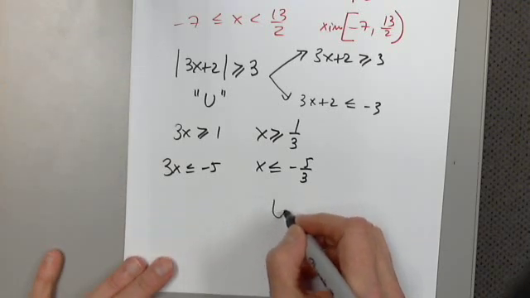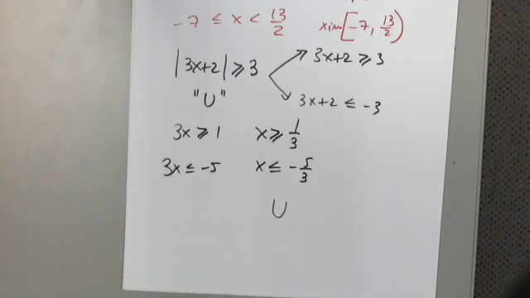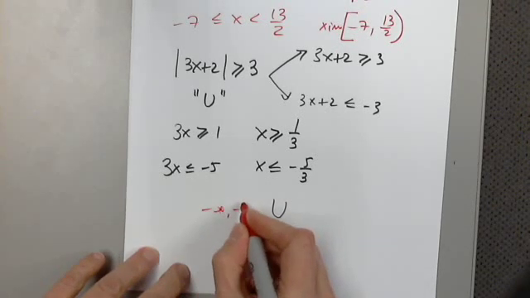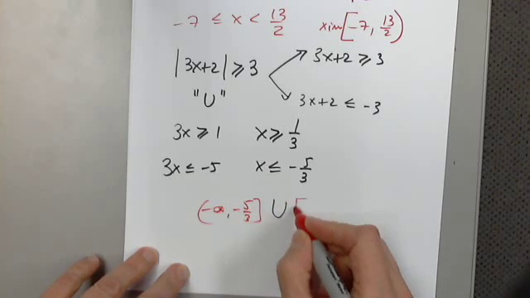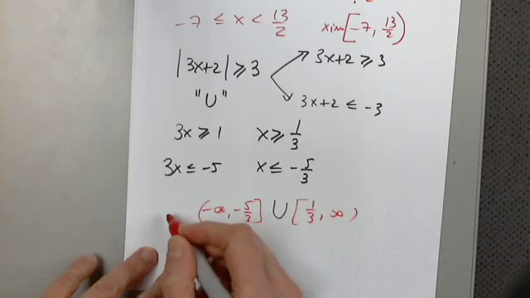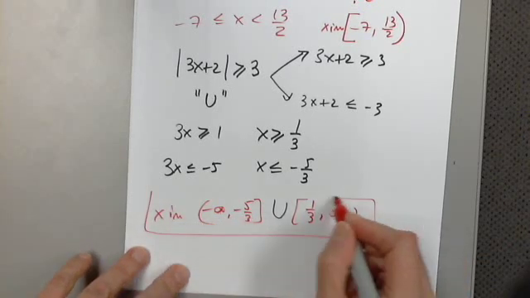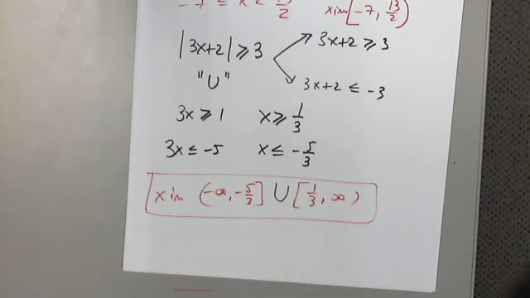And now please give us the solution, anyone with a union in between. Negative infinity to negative 5/3. Union 1/3, comma, infinity. Very good. Next problem, the difference quotient.